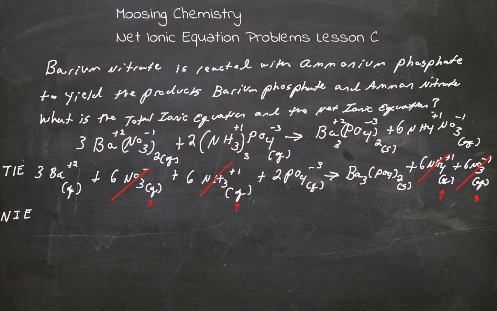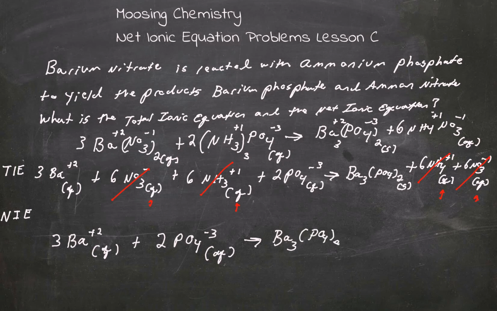Okay? So now we're going to write the net ionic equation. So it would be 3Ba plus 2 AQ plus 2PO4 minus 3 AQ yields Ba3(PO4)2, and that's going to be solid. All right. Well, let's work another problem. So we have to clear these drawings real quickly.